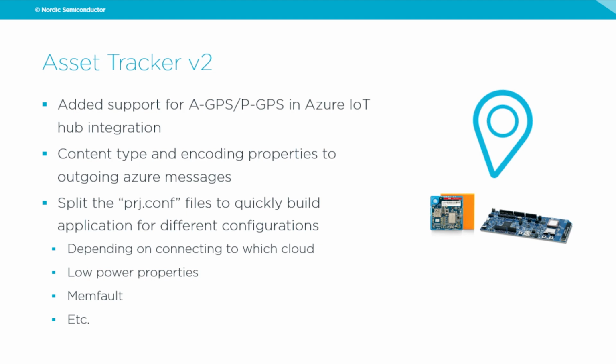Just some small updates to this fully fledged asset tracker application. We have added support for assisted GPS and P-GPS in the Azure IoT Hub integration. We also added content type and encoding properties to outgoing Azure messages, as well as split up the project configuration files to quickly build your application for different configurations. So when you build your application, you can just point to the different project configuration files you want to use, depending on which cloud you're going to connect to, if you're going to build your application for low power, and if you want to enable the Memfault debug properties, etc.